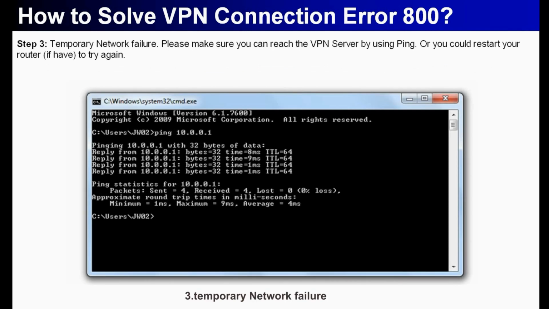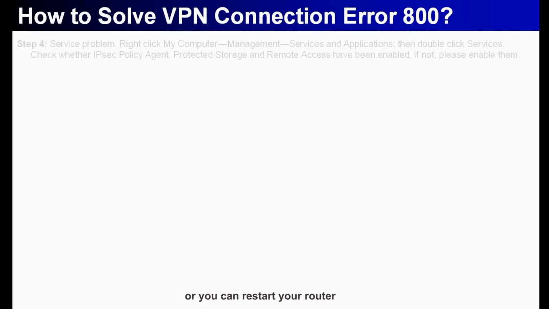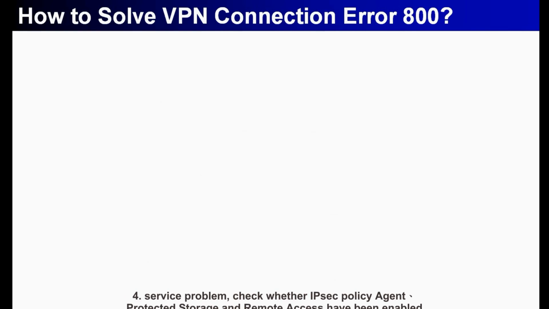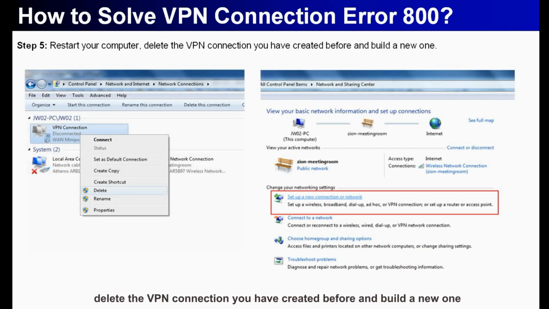3. Temporary network failure. Please make sure you can reach the VPN server by using PING or you can restart your router. 4. Service problem. Check whether IPsec policy agent, protected storage and remote access have been enabled. 5. Restart your computer. Delete the VPN connection you have created before and build a new one.